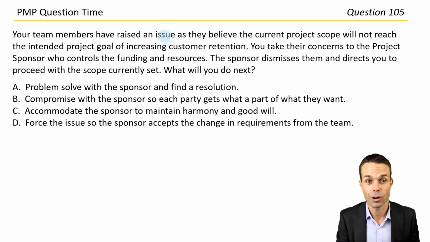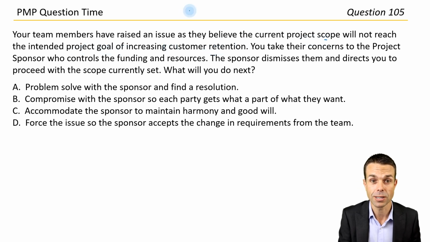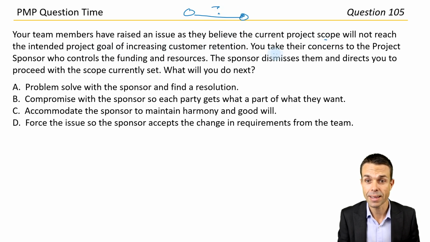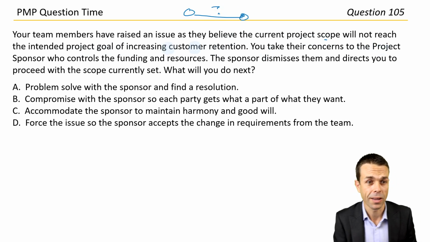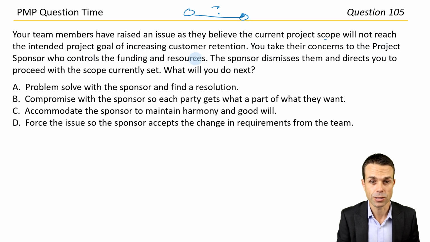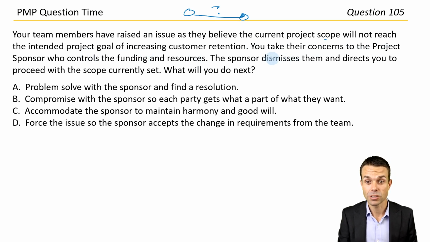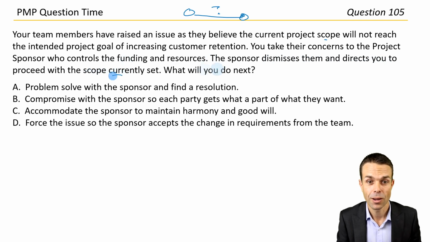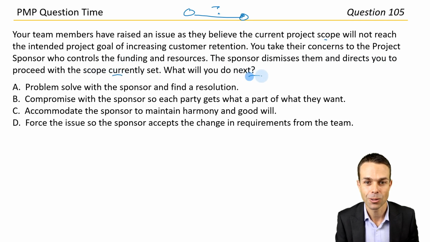Your team members have raised an issue as they believe the current project scope will not reach the intended project goal of increasing customer retention. You take their concerns to the project sponsor, who controls the funding and resources. The sponsor dismisses them and directs you to proceed with the scope currently set. What will you do next?